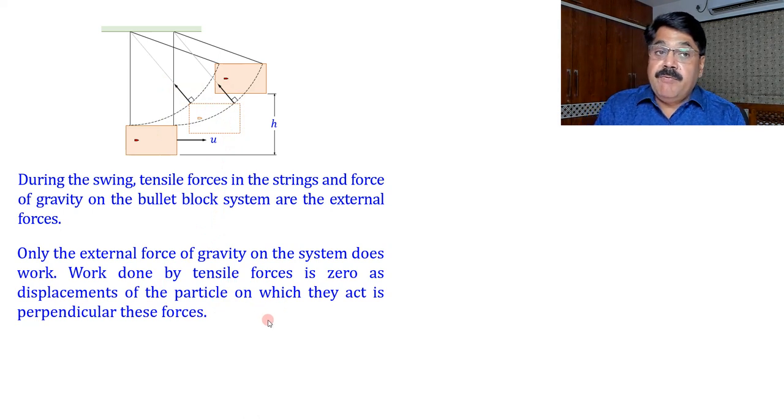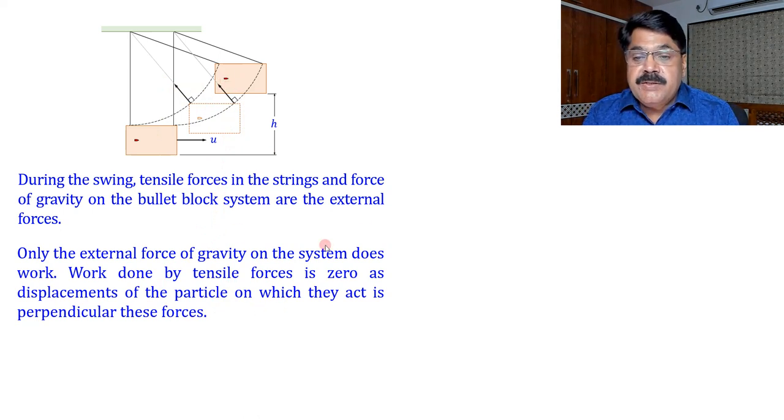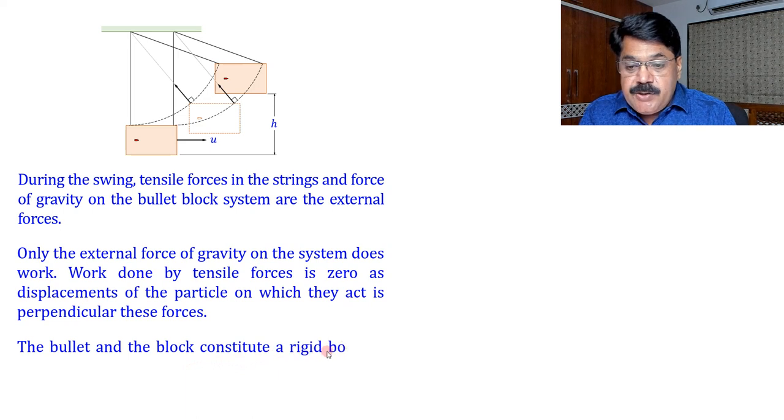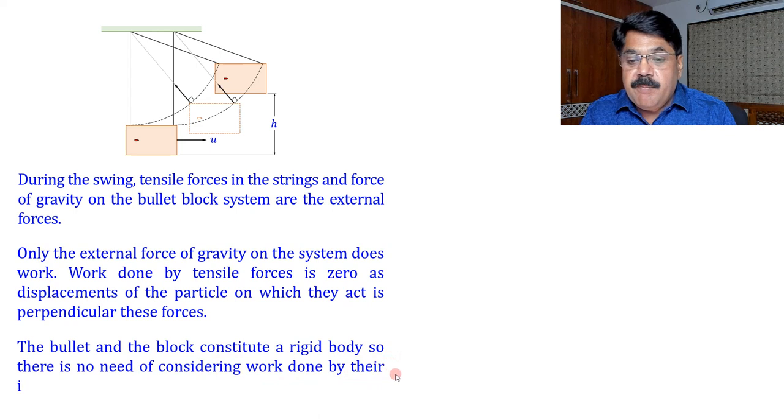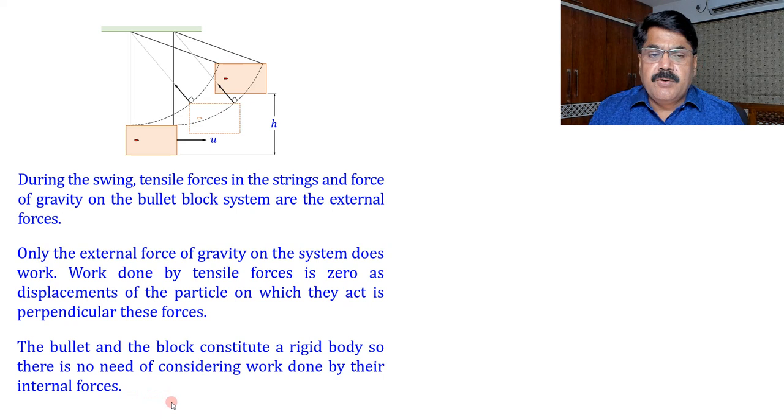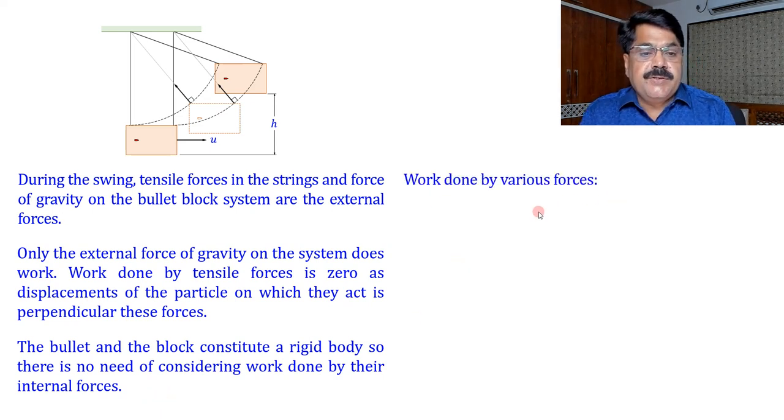But let us see internal forces. Actually, bullet and block are moving as a single object, so there is no need to consider their internal forces. The bullet and the block constitute a rigid body, so there is no need to consider work done by their internal forces. They will not do any work. Total work done: so what we can see? Work done by various forces. Work done by the external force is equal to minus (m plus M) g h, and work done by the internal force is 0.